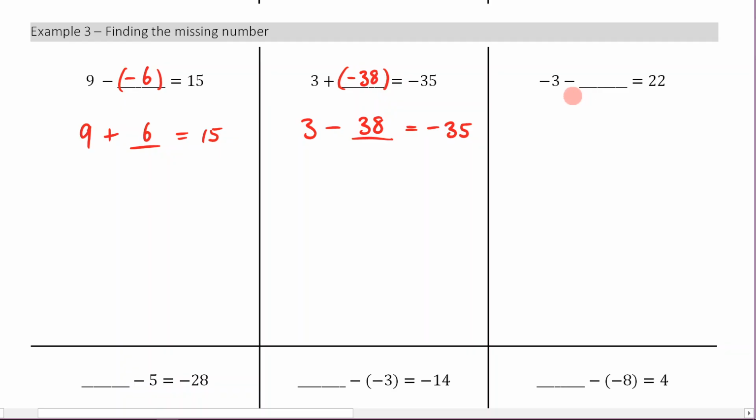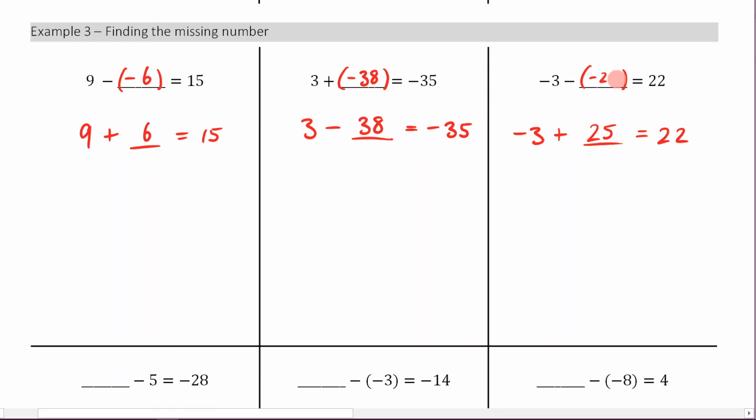Let's come over here. This is going to be negative 3 minus what is going to be equal to 22. Again, we're getting bigger than what we started with, right? So that means immediately we know this is going to be negative. So that means it's going to be negative 3 plus something is going to be equal to 22. Now, what's that going to be? We think about it for a second. It's going to be 25.